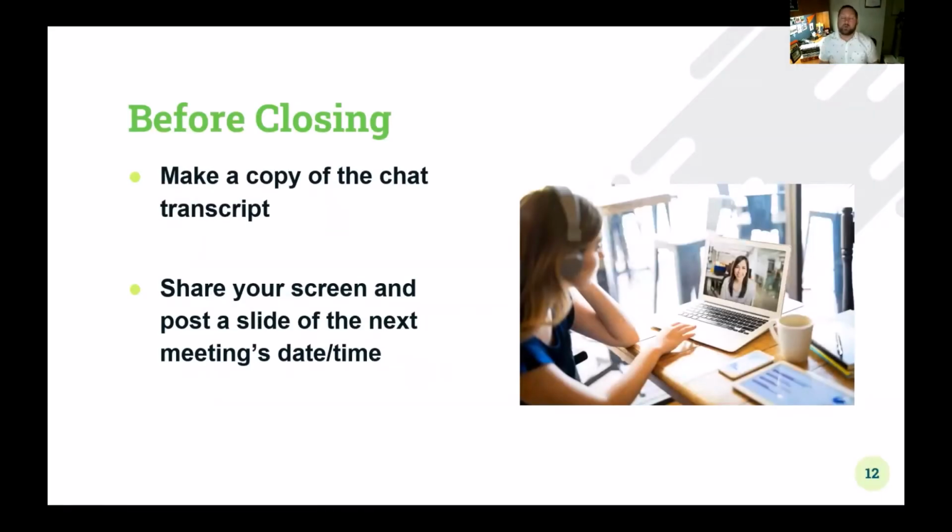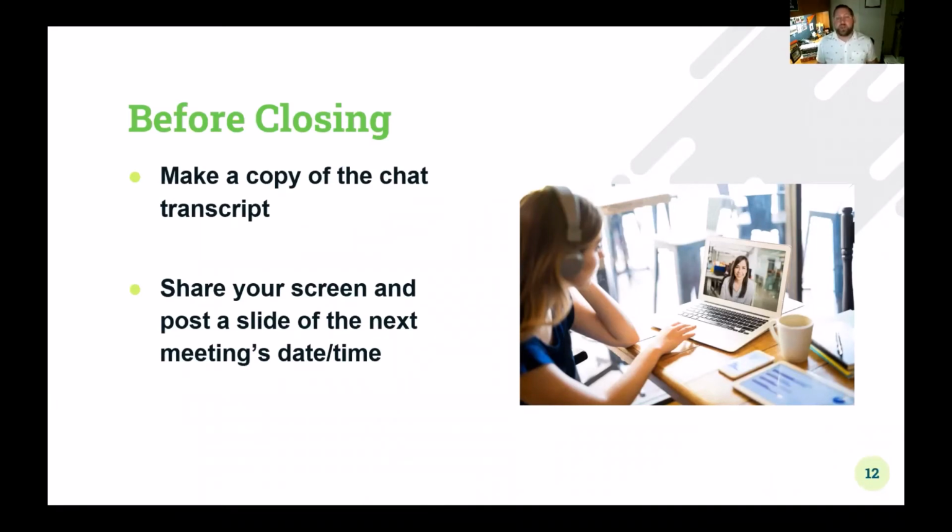So before closing out your meeting, here are a couple things that you should do. Make a copy of the chat transcript. Oftentimes, if you're using the chat feature in Zoom, you have questions in there, people are chatting with each other. That might be important to the minutes or to remember what people are talking about. So make sure you copy and paste that into a Word document. You keep that chat transcript. It's just a tip, right?